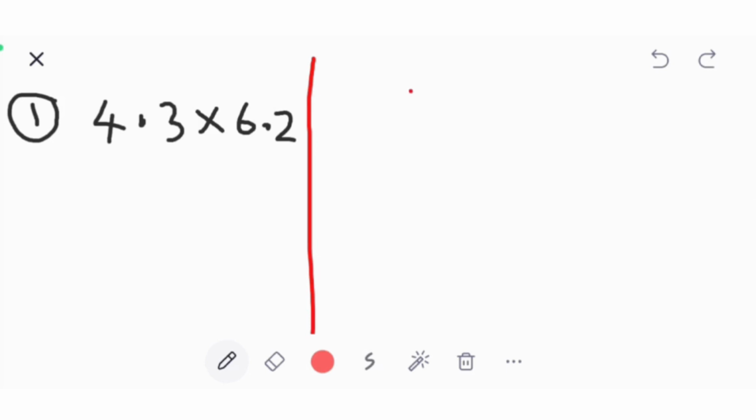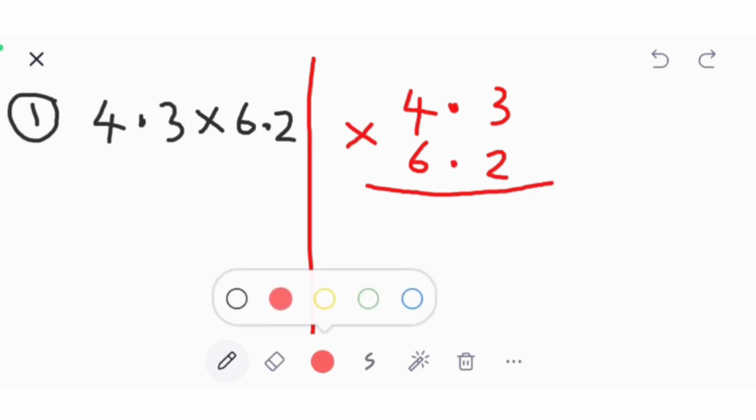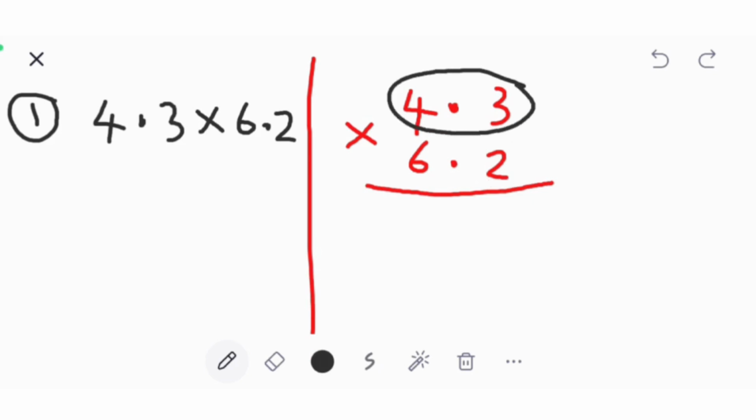So you write 4.3 and at the bottom you write 6.2. Because we are doing multiplication, point under point is not that important. Then you multiply starting with 2. Now 2, we multiply these two digits that I circled at the top.